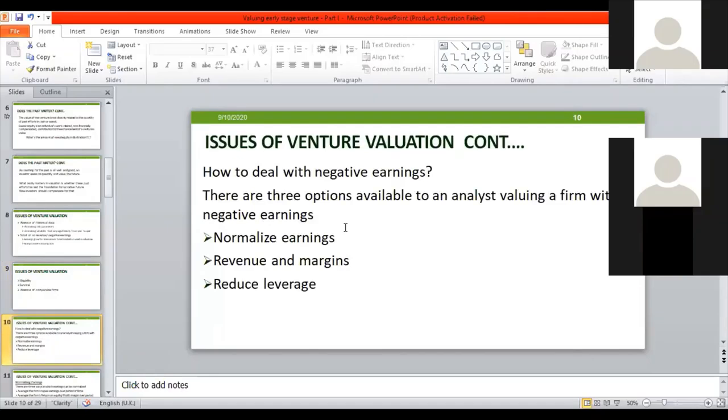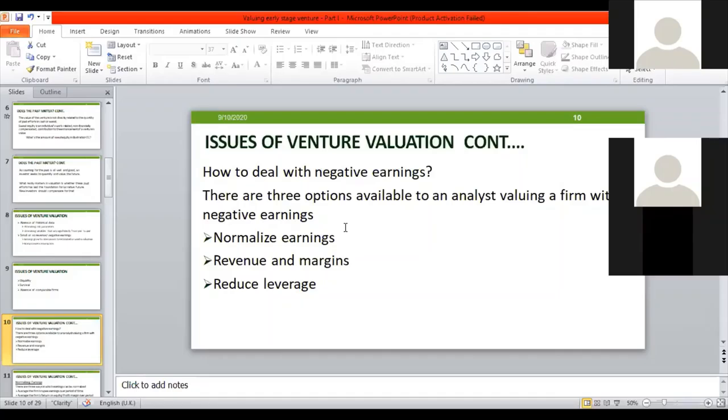Then we will discuss how, if a firm has negative earnings, we are going to deal with these negative earnings in valuation. In order to overcome this problem, we have three methods. One is we can normalize the earnings.